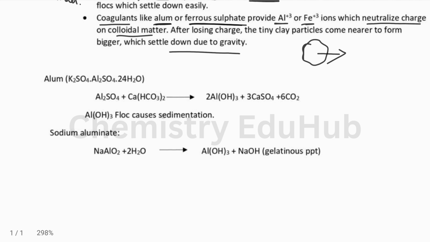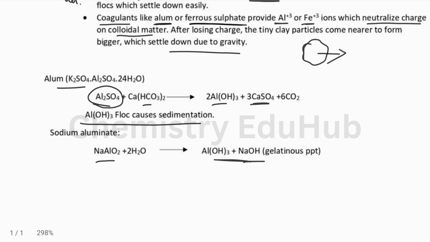Now what is the reaction happening here? When you take alum, the main ingredient or chemical is aluminium sulfate, treated with calcium bicarbonate. Then it forms aluminium hydroxide. These are the precipitates that get settled at the bottom. So this forms the flock and gets sedimented. Then similarly, sodium aluminate treated with water also forms aluminium hydroxide, which forms a gelatinous precipitate so that it can be filtered easily.